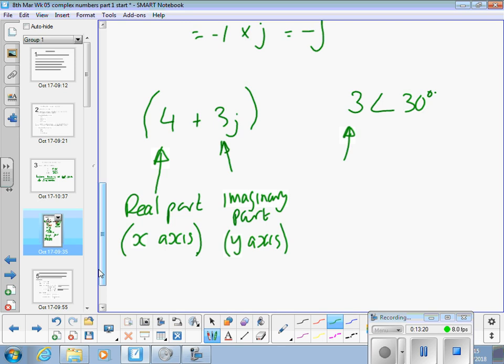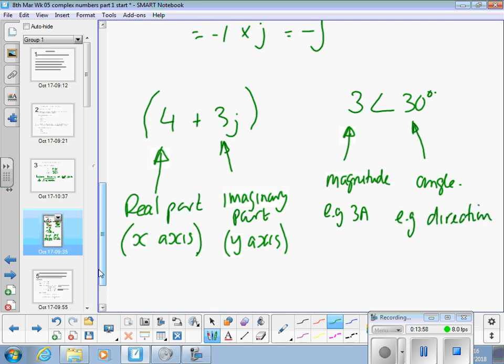The mathematicians call that magnitude, but we're engineers. I'm going to say 3 amps. Mathematicians call that angle, i.e. direction.